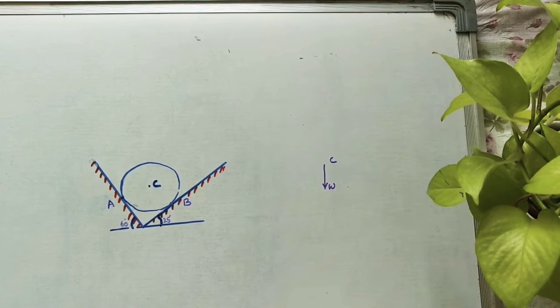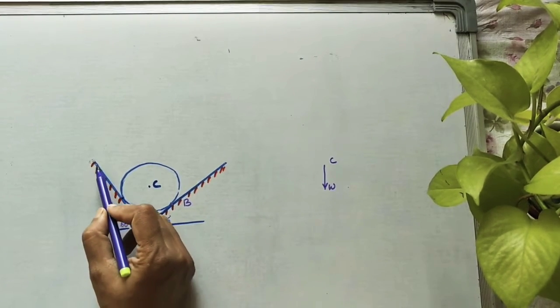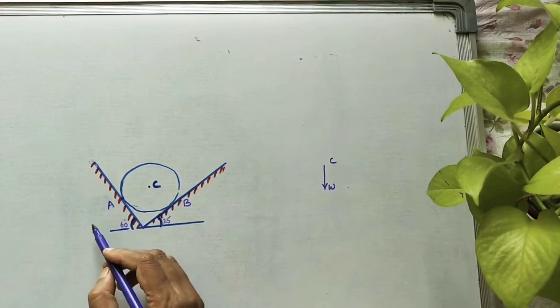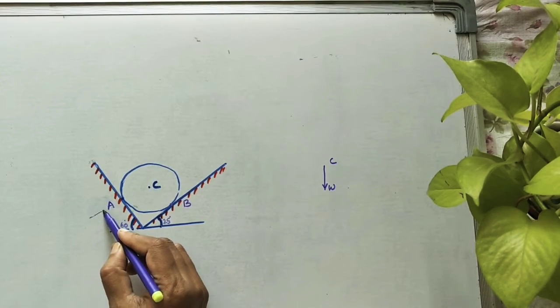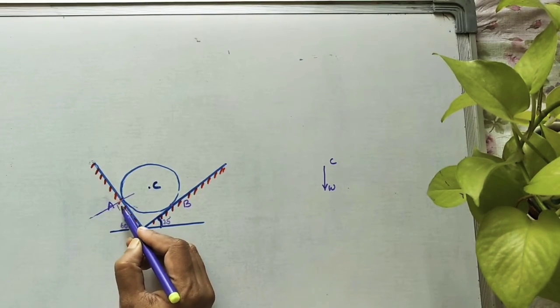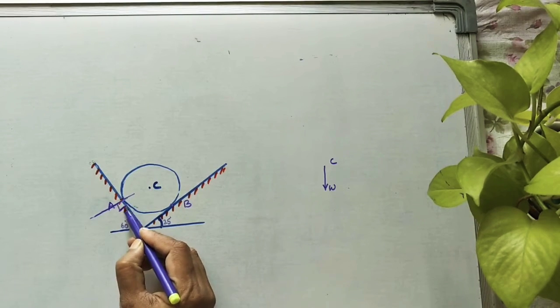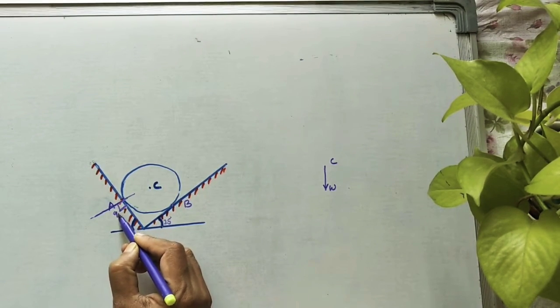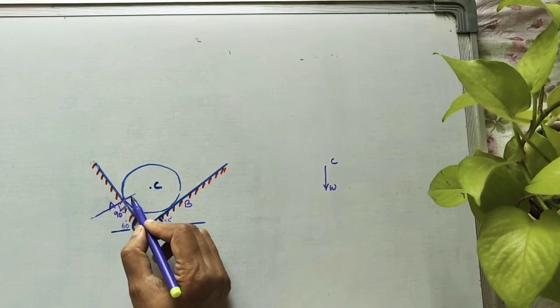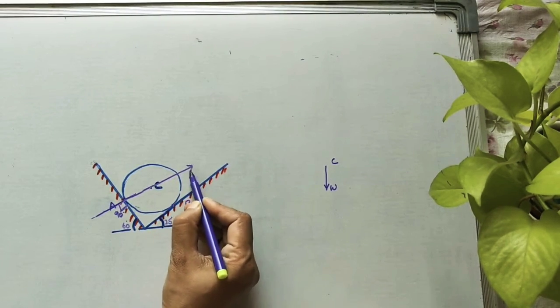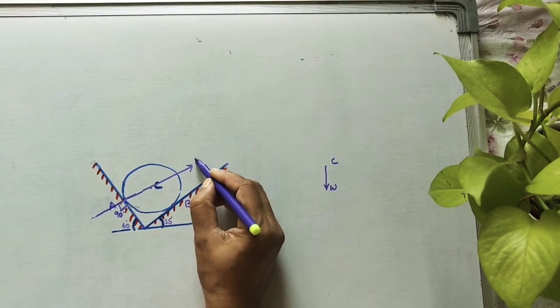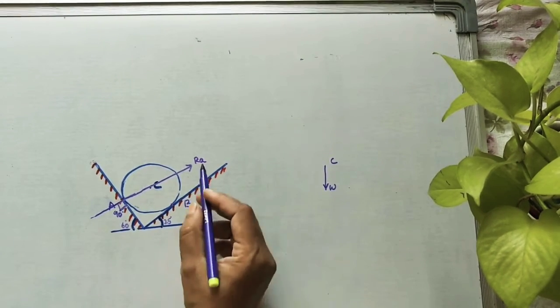It is acting downward. Now here, because of this inclined surface, the reaction is always perpendicular to the surface. Whatever surface is there, the reaction is always perpendicular, meaning it is 90 degrees. So the reaction is passing through the center like this. Now at A point, it is RA or capital A.